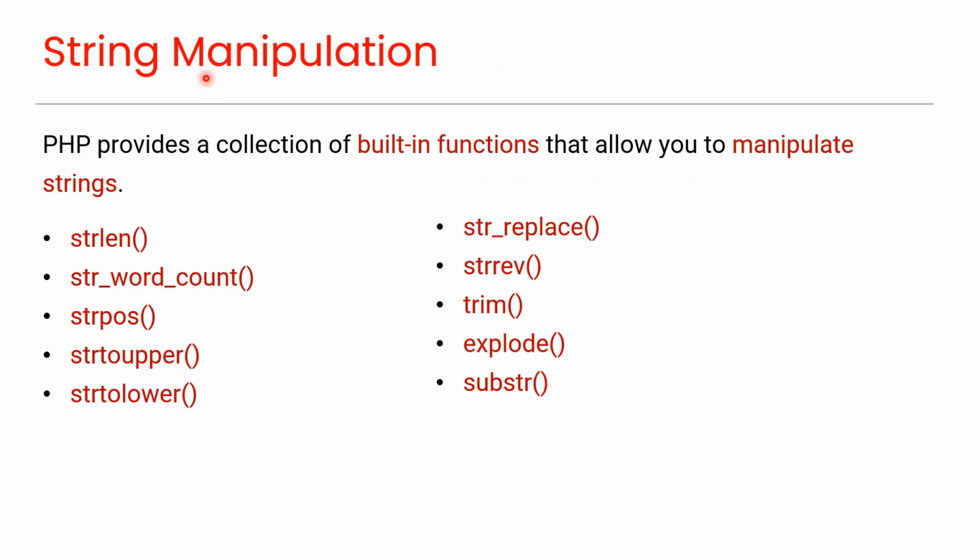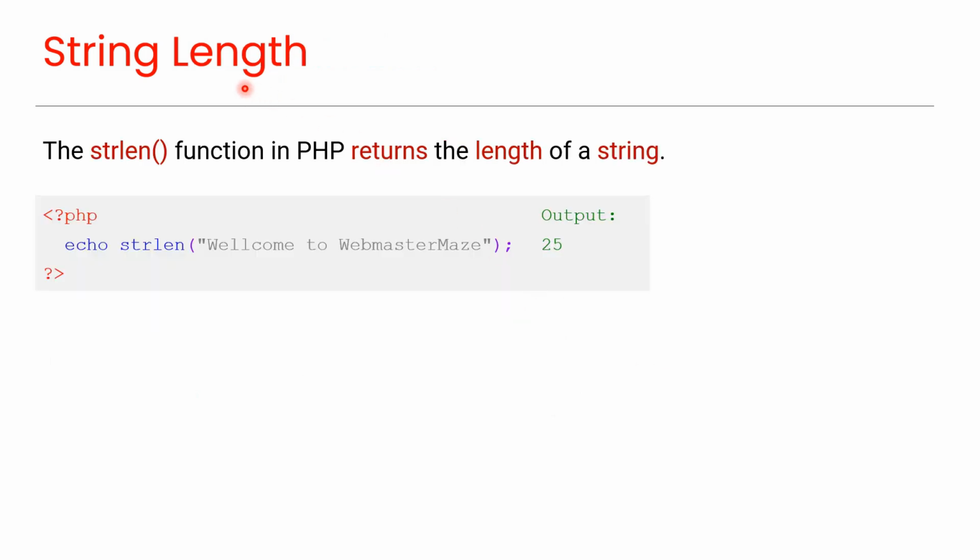String manipulation. PHP provides a collection of built-in functions that allow you to manipulate strings. Here is a list of those functions. Now we'll look at each one of them with an example. String length. The strlen function in PHP returns the length of a string, as you can see in this code. And you can see the output here.